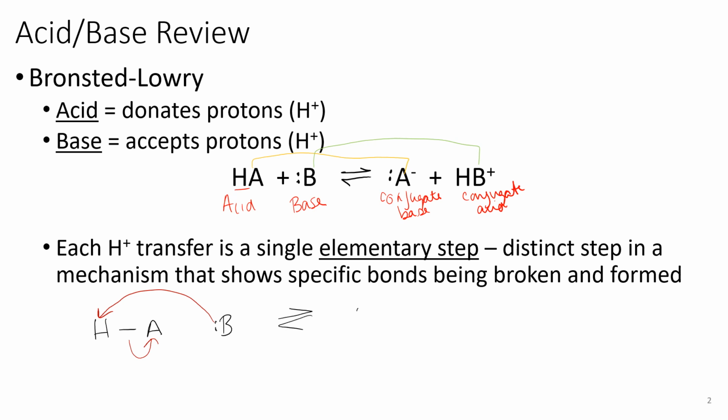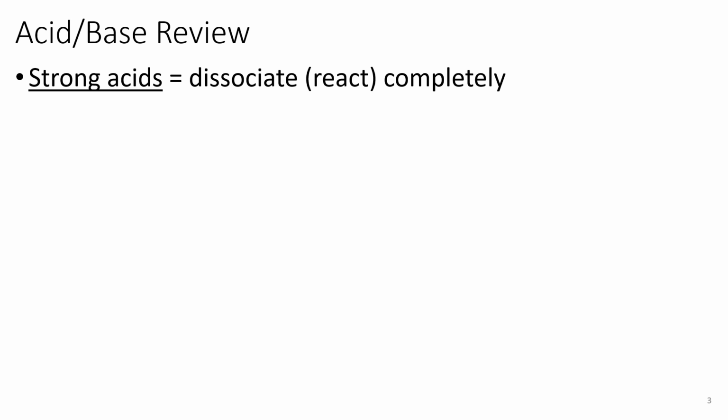So our product is then the A- that has the lone pair of electrons, and then we have HB that now has a positive charge associated with it. So you want to make sure that this becomes oftentimes one of the beginning or one of the ending steps for our multi-step mechanisms. With our acids, we can have strong acids.